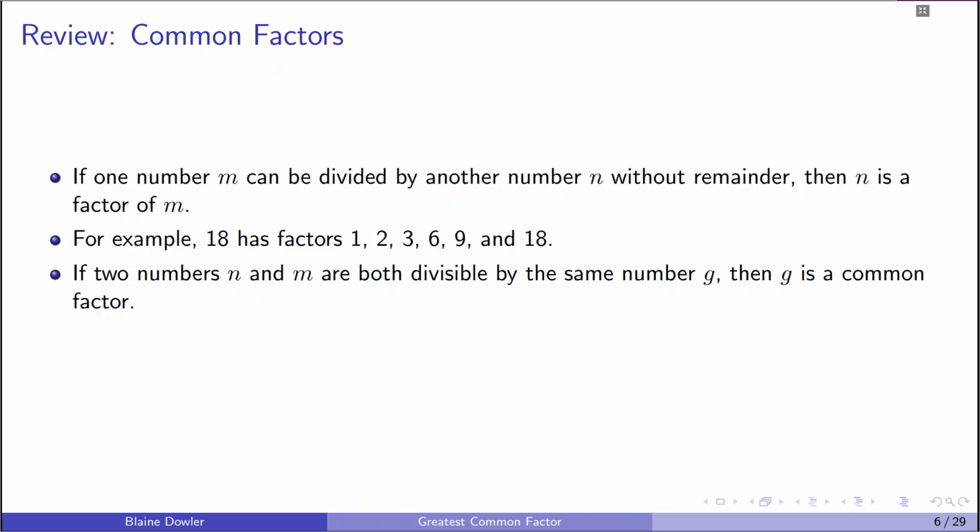If two numbers n and m are both divisible by the same number g, then g is a common factor. For example, 92 and 96 are both divisible by 4, as well as 2 and 1. So 1 is a common factor of any pair of numbers.